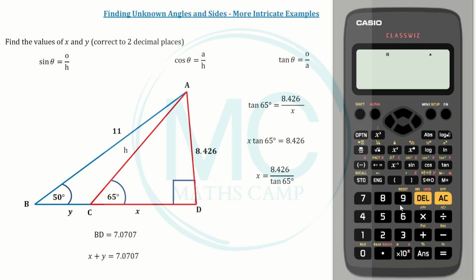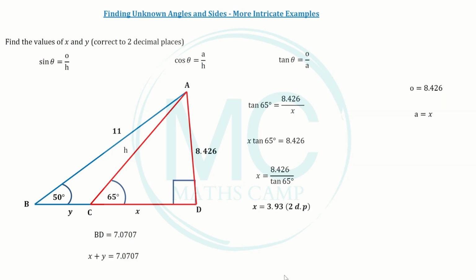And now we can take our calculator and we can say 8,426 divided by tan 65 degrees, close the bracket, is equal to 3,929. Let's round off to 2 decimal places. And we see that x is equal to 3,93.